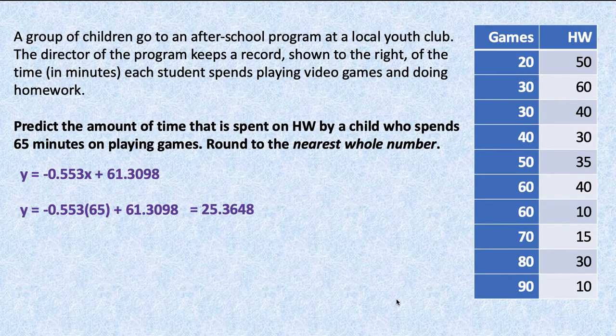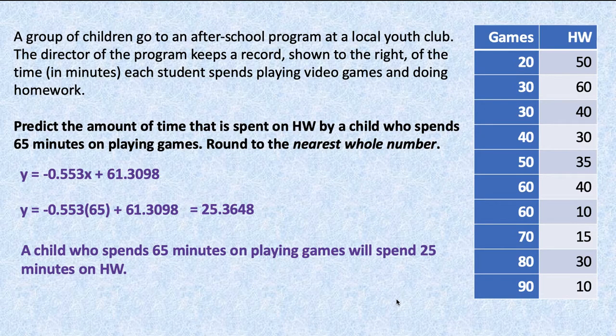Our result is 25.3648. So we can predict that a child who spends 65 minutes on playing games will spend 25 minutes on homework. Of course, this might not be the case for every single child. This is simply a prediction that we can make based on patterns we've noticed across the data.